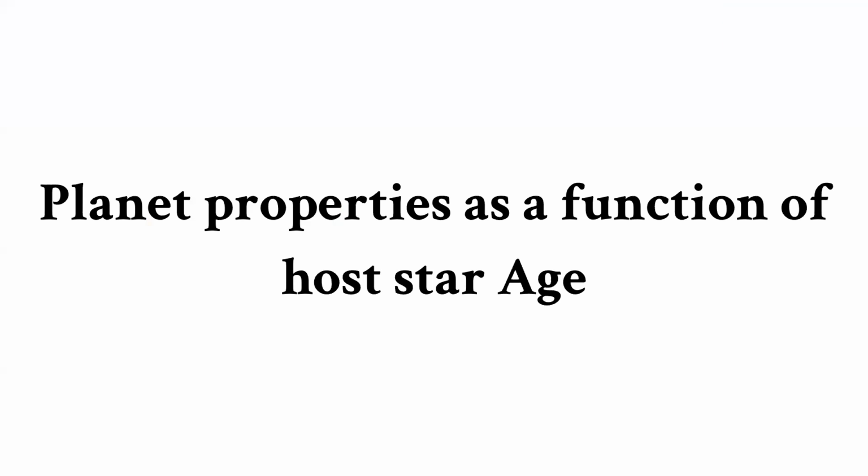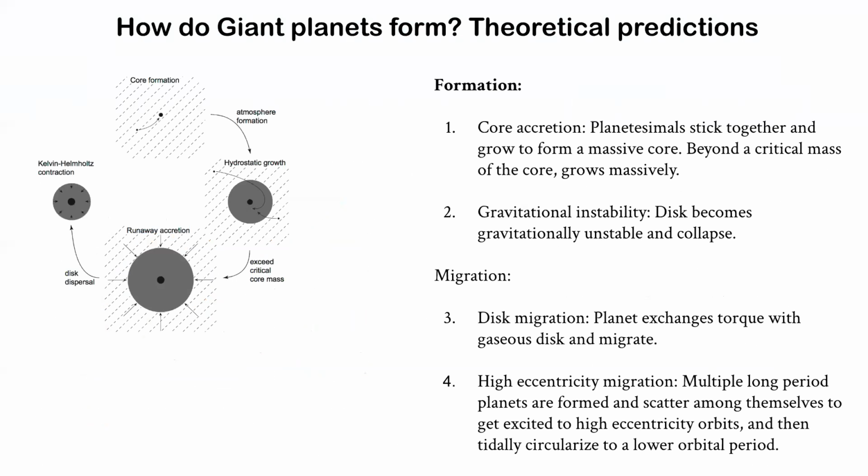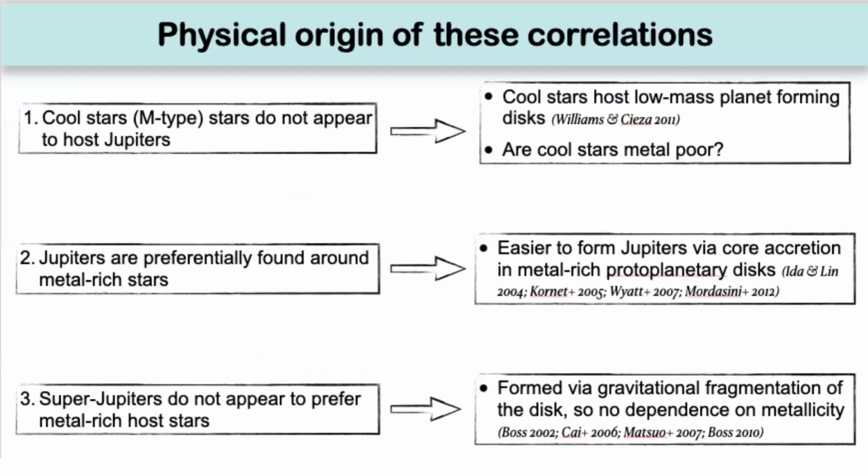Yes, sir. Can you go back to the third last slide? The one with, yes, this one. Sir, you said that Jupiter-sized planets do not appear to prefer metal-rich host stars. Is it possible that Jupiters are preferentially found around metal-rich stars? No, sorry, super Jupiters, they don't. Yeah, they don't show. So, yes. Is it possible that it is? We should frame it like: super Jupiters do not appear to prefer metal-rich host stars because of our detection.